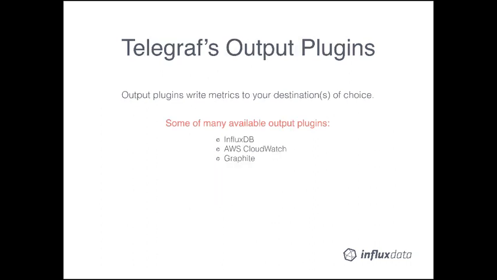Telegraf's output plugins write the collected metrics to your destination of choice. As I mentioned earlier, there are over 20 available output plugins for Telegraf. You've already seen that InfluxDB is an output plugin. AWS CloudWatch and Graphite are also available output plugins. The Telegraf GitHub repo includes the complete list of all output plugins, as well as readmes for each one.